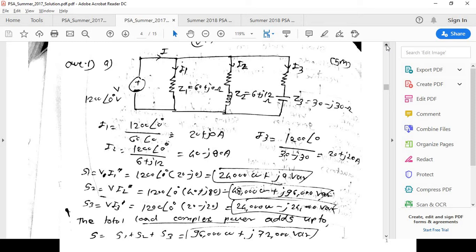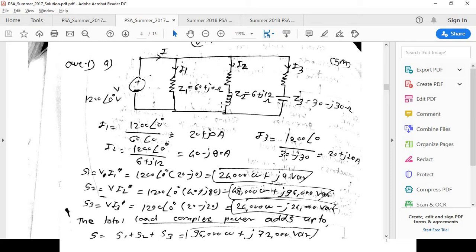Then current I1, that is the current flowing through load 1, is equal to total voltage divided by load 1. That is, total voltage is 1200 at an angle of 0 degree volt, and impedance of load 1 is 60 plus J0. So I1 is equal to 1200 at an angle of 0 degree upon 60 at an angle of 0. It will be 20 plus J0 ampere. Thus we have calculated the current flowing through load 1.